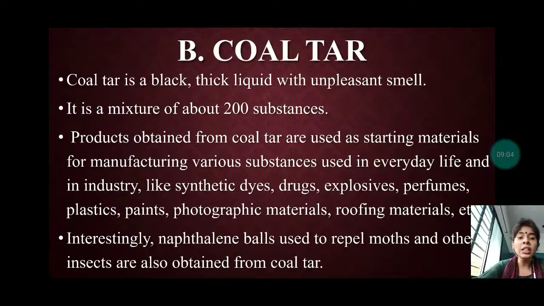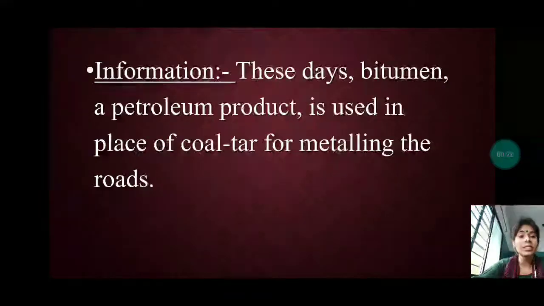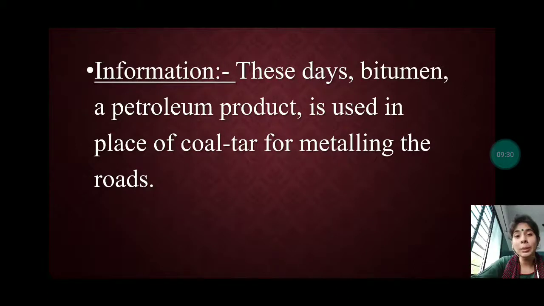Interestingly, naphthalene balls used to repel moths and other insects are also obtained from coal tar. This is just for information. These days, bitumen, a petroleum product, is used in place of coal tar for metaling the roads. It can be asked for 1 mark that these days a petroleum product is used in place of coal tar for metaling the roads. So your answer is bitumen.